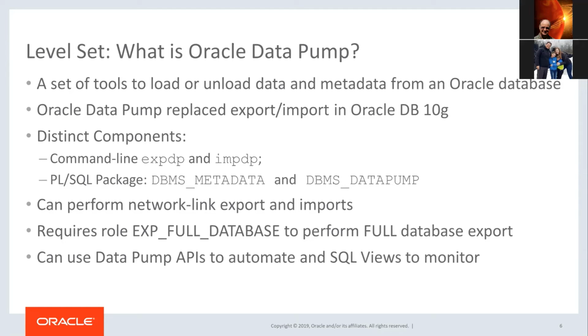One of the advantages it has over the old export import is if you're going to export a 20 gigabyte schema, you may want to add parallel processes to it. You may want to monitor it. You may want to pause it and resume it. There's things that you can do with Database Pump and these APIs that you couldn't do with those old export import functions.